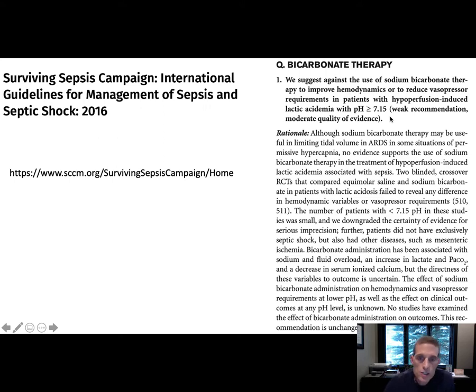Now, what about the pH less than 7.15? They address that down here. There's basically no recommendation. There is no data. There is theoretical reason why not to use it. They mention sodium and fluid overload, increase in lactate and PaCO2, and a decrease in serum ionized calcium. But the directness of these variables to outcome is uncertain. So there is no recommendation in that patient with that more severe pH. And that's been unchanged. That was their stance back in 2012. No studies have examined the effect of bicarb administration on outcomes. That was from 2016.